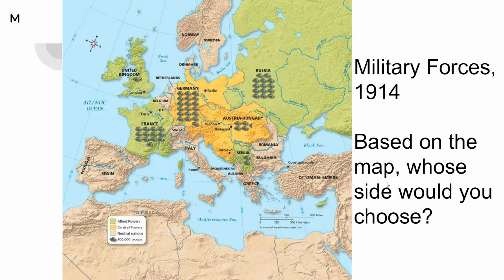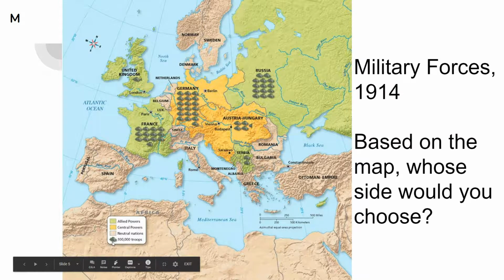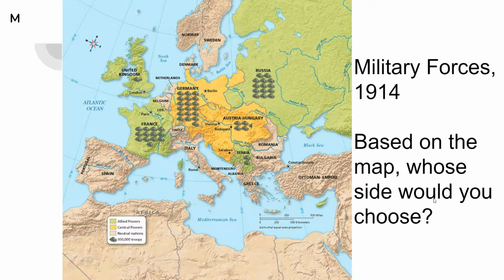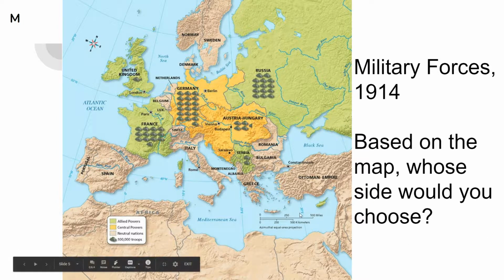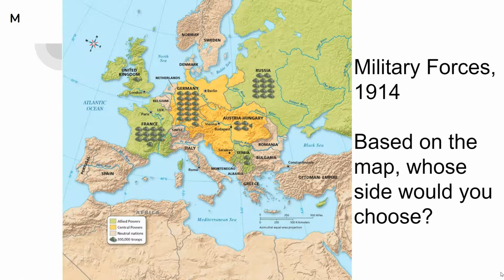And now, based on the map, go ahead and take a minute. You can think about this on your own. The key says that each tank represents 100,000 soldiers. So whose side would you want to be on when this war breaks out? Who has the advantage when it comes to military presence? Let's go ahead and take a minute to think about that.